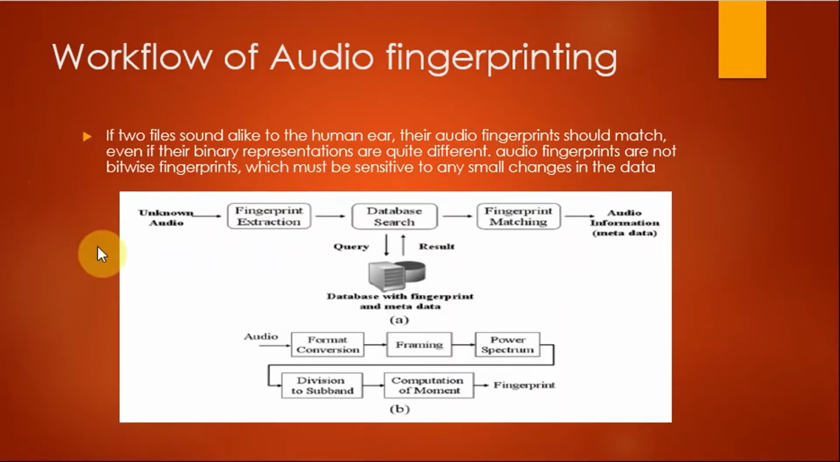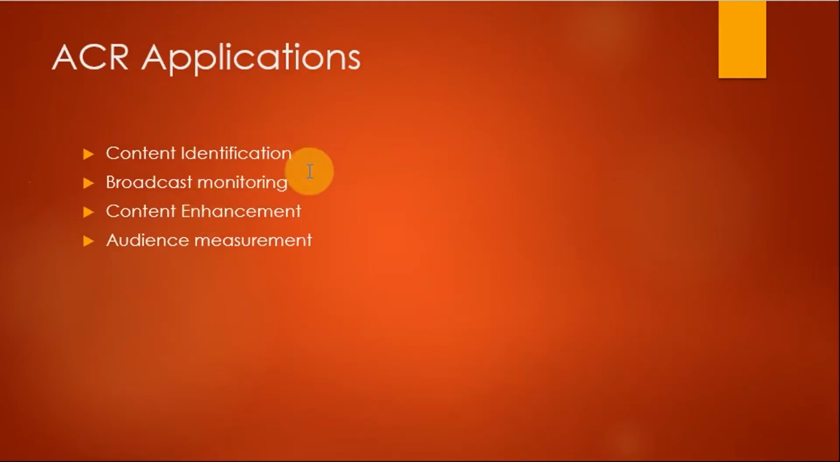And then the ACR applications, like I said, have different uses. You can use it in content identification, broadcast monitoring, content enhancement, and audience measurement. In content identification, it can help audiences retrieve information about the content they watch. For example, nowadays you see smart TVs where, if you just watch the first few seconds of a particular TV program, you get to see the information about that program, or you play the first few seconds of music or a sound, and you get to see the information about that music, the artist, the album, and all that.